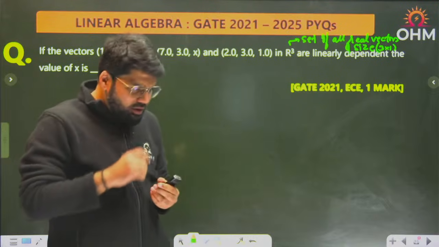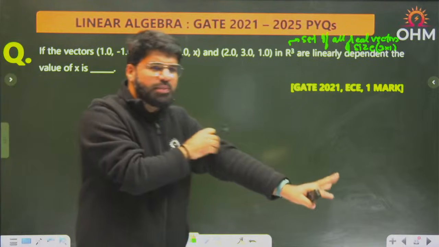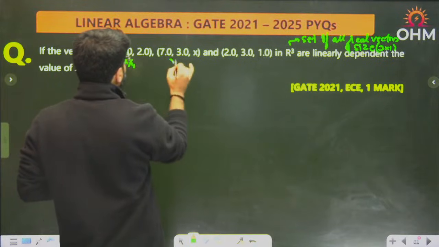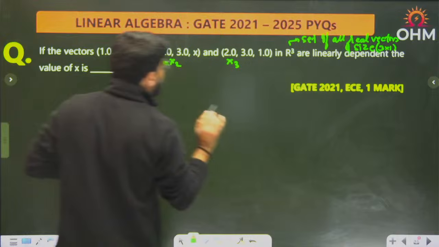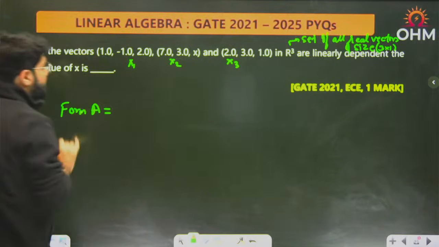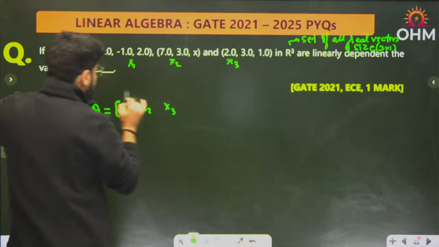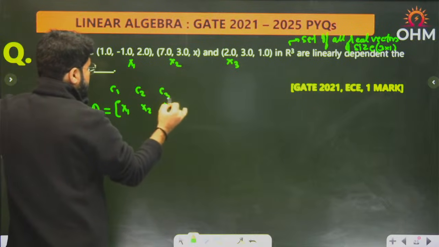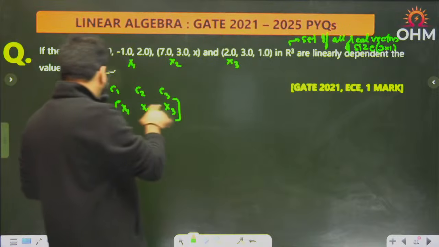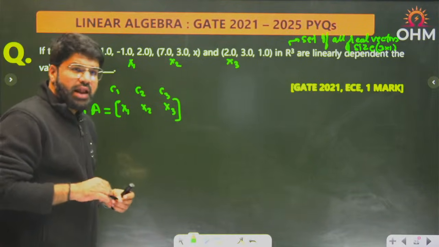This question is of course EC, but it can be a generalized question. Any branch student can watch it. Why? Because what is the meaning of these 3 vectors x1, x2, x3 being dependent or independent? Simple logic: form the matrix A where the vectors are arranged as the columns, C1, C2, C3. And if they are dependent or independent, rank or determinant can be used.